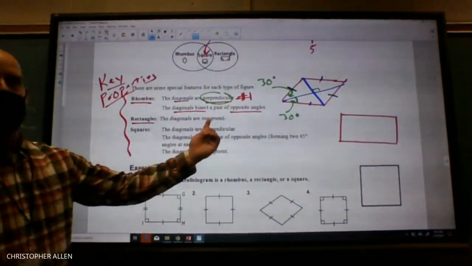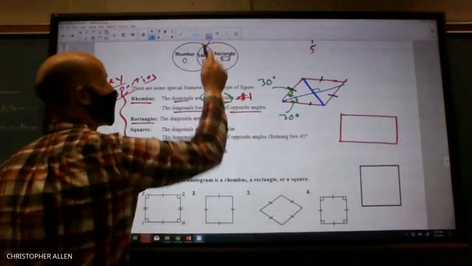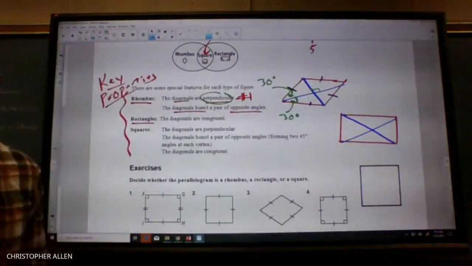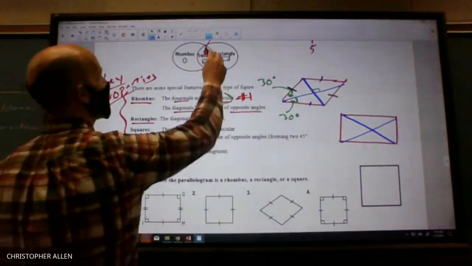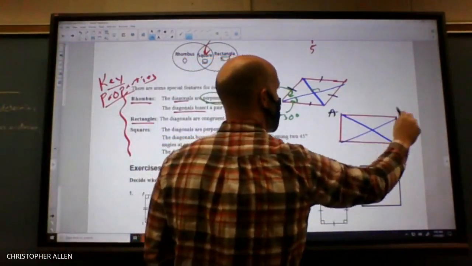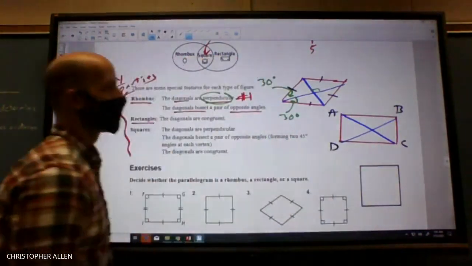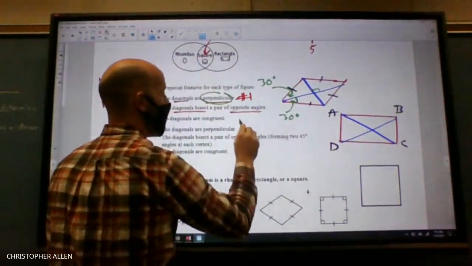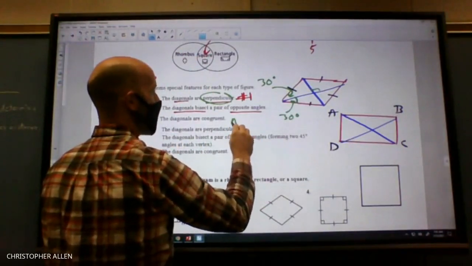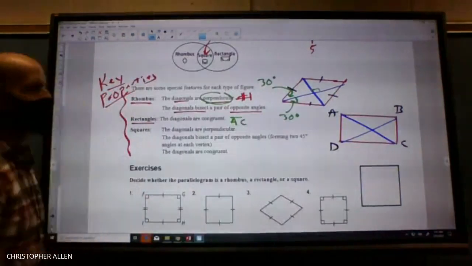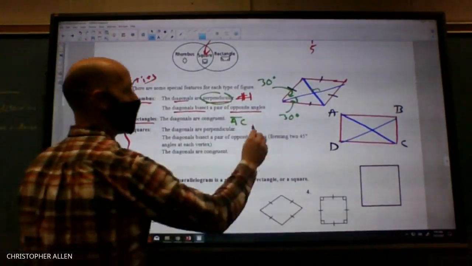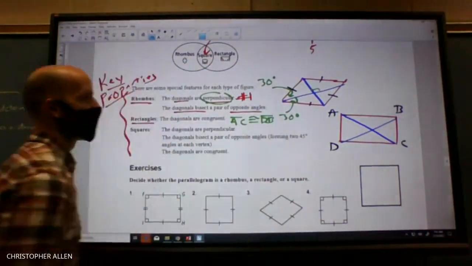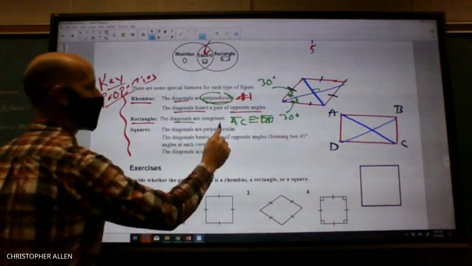The diagonals of a rectangle are congruent. In other words, this diagonal here and this diagonal here have to be the same measure. So let me go ahead and label that. So let's say that this is quadrilateral ABCD. If that is a rectangle, then we know that AC, this segment, that diagonal, has to be congruent to this guy here, which is DB. So the diagonals are congruent.